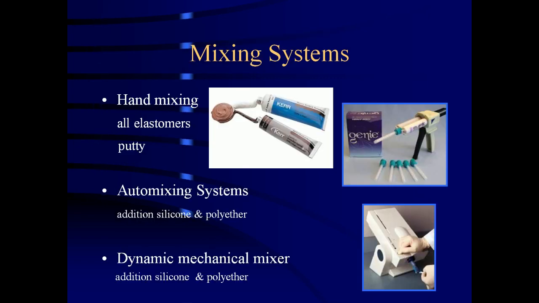Coming on to the mixing systems. Hand mixing is used for all elastomers and putty impression materials. Auto mixing system includes addition silicones and polyethers. Dynamic mechanical mixers require a mixer to mix the paste, or you can say impression materials. The examples are addition silicone and polyether.